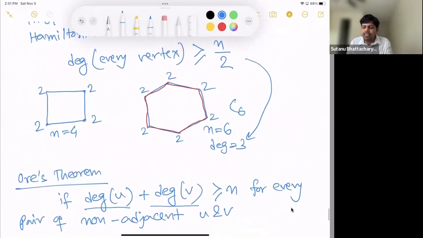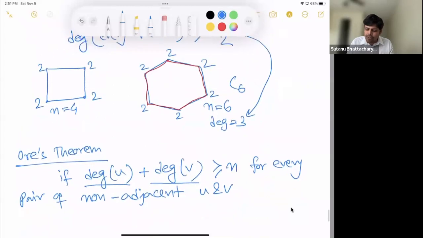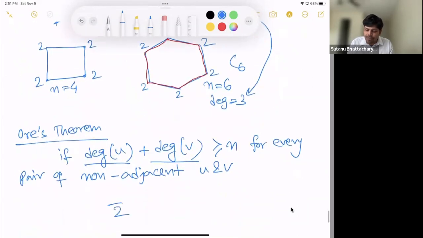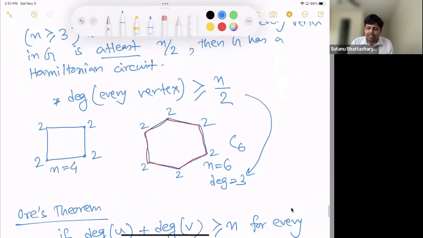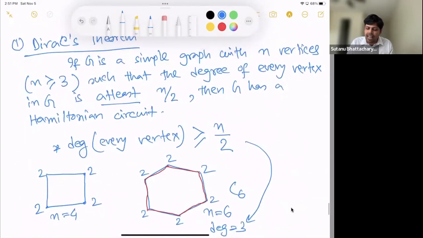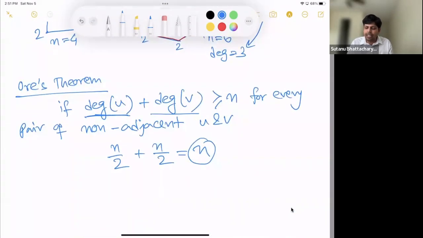Degree of each vertex should be greater than or equal to n by 2. So according to Dirac's theorem, degree of U should be greater than or equal to n by 2. Let's assume it is n by 2, the minimum value, plus degree of V would also be n by 2. So n by 2 plus n by 2 is actually n. So this theorem, Ore's theorem, is actually coming from Dirac's theorem. Every vertex will have degree of at least n by 2, so both are saying almost the same thing.